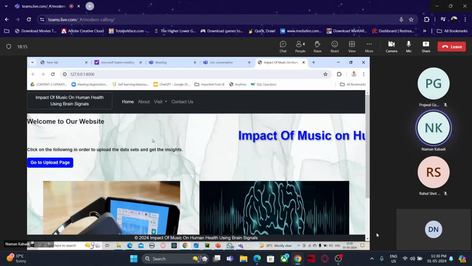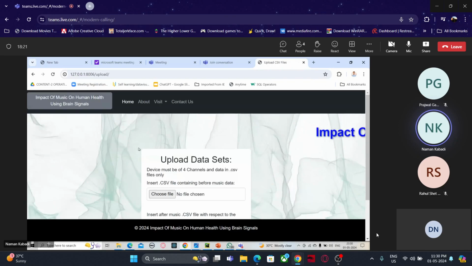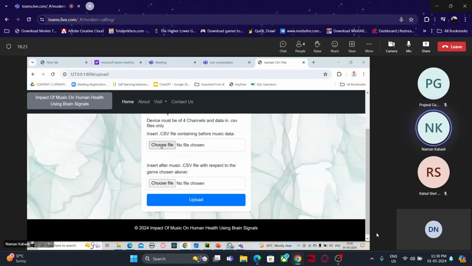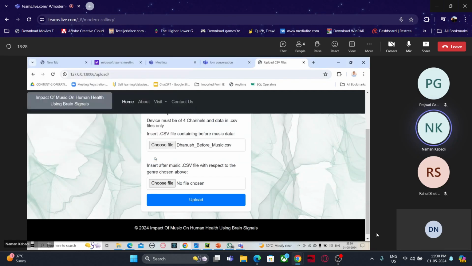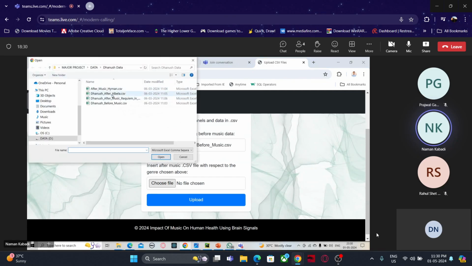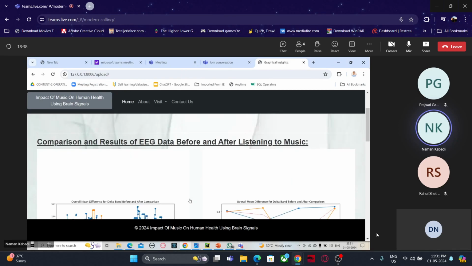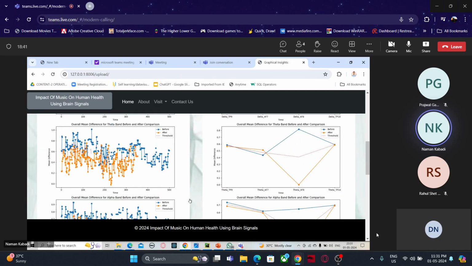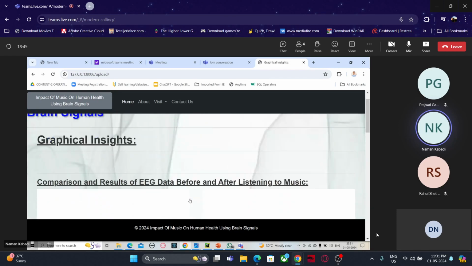So this is how our UI interface looks, and when we click on the go to upload page, we can upload the dataset, before and after. Once we click on the upload button, we get the insights of the comparison between the different brain signals.